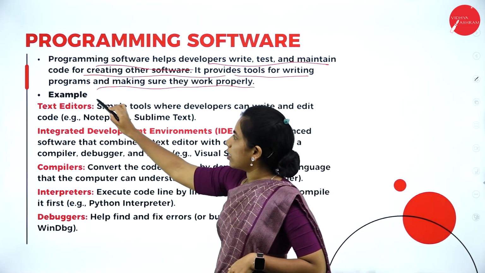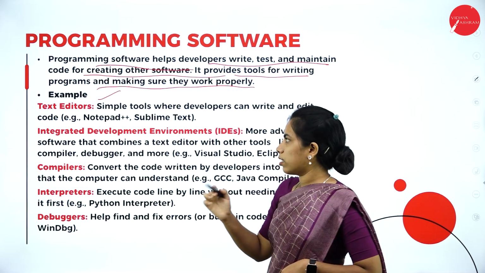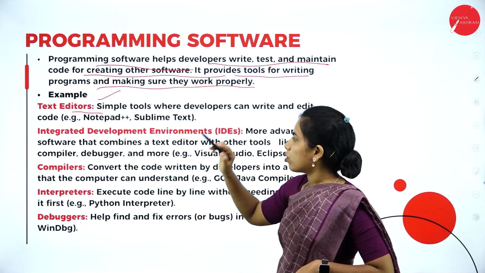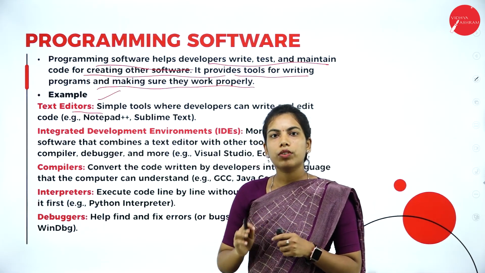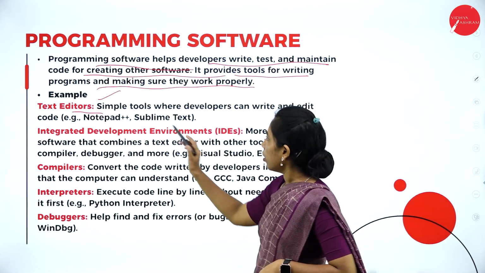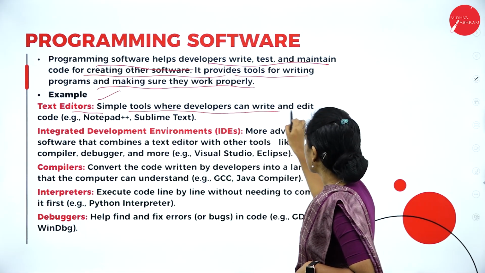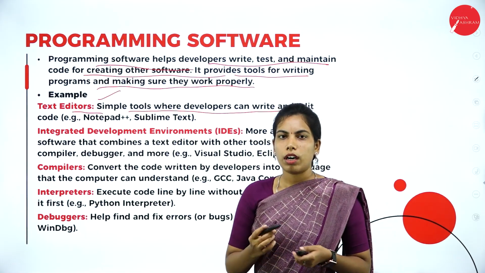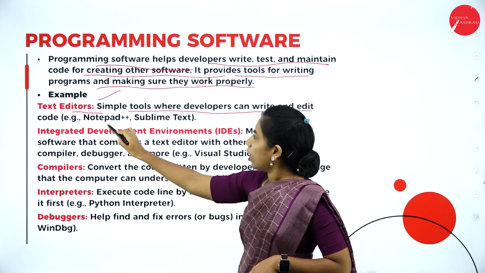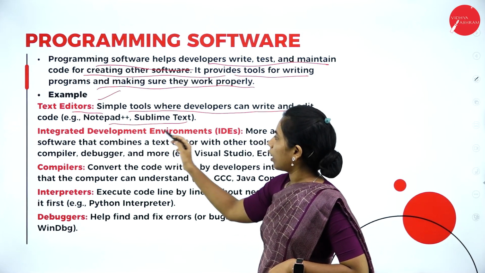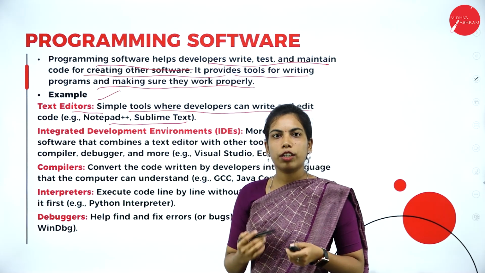Let's see some more examples. Text editors. In text editors, you only do the editing of text. It is a simple tool where developers can write and edit code or plain text. Example software is Sublime Text, Notepad++ and Notepad.